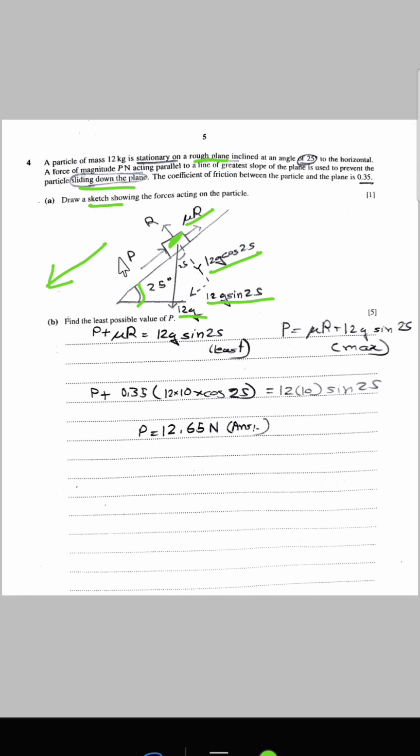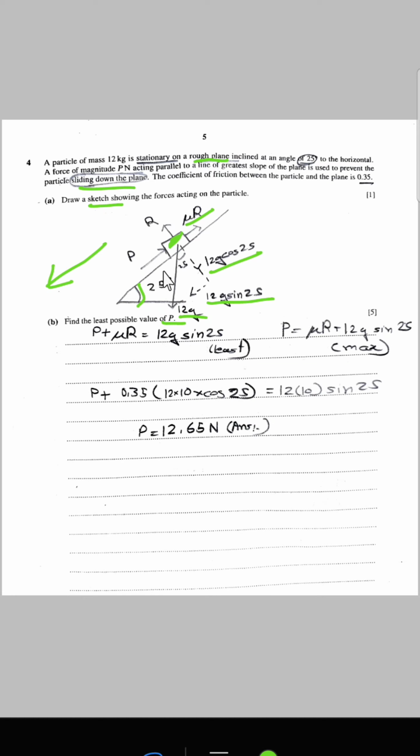So P is acting upwards, and since the object tends to move downward, friction acts in the opposite direction of motion, that is upwards. And these are the forces. Then in question B, find the least possible value of P.